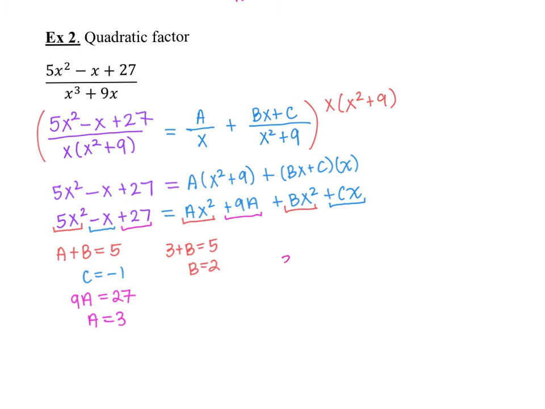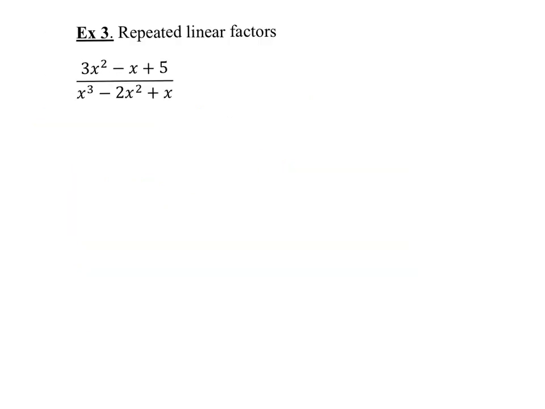So I have a over x plus bx plus c over x squared plus 9. Okay, so this is my partial fraction decomposition. Of course, I could add these, find a common denominator to check my work, and it should be equivalent to this. But again, this is just easier to work with when you're doing certain things in calculus.